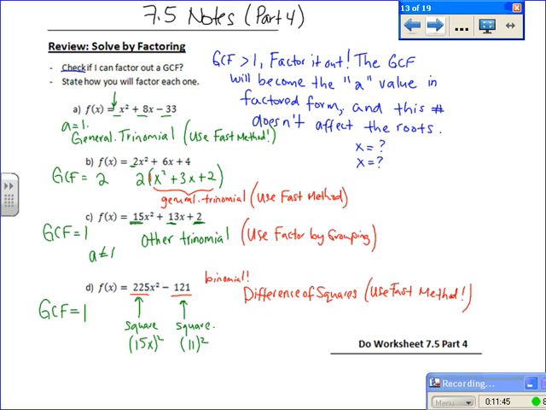I'd like you to try part 4 now of your 7.5 worksheet. All you're doing on this last part is exactly what we did here, just recognizing the type of trinomial and making that decision on how you're going to factor it, fast method or factor by grouping.